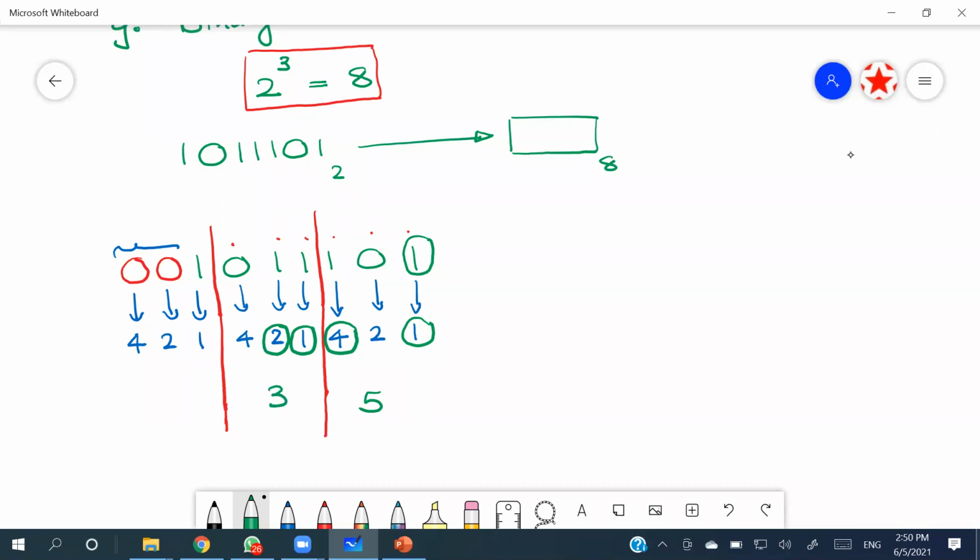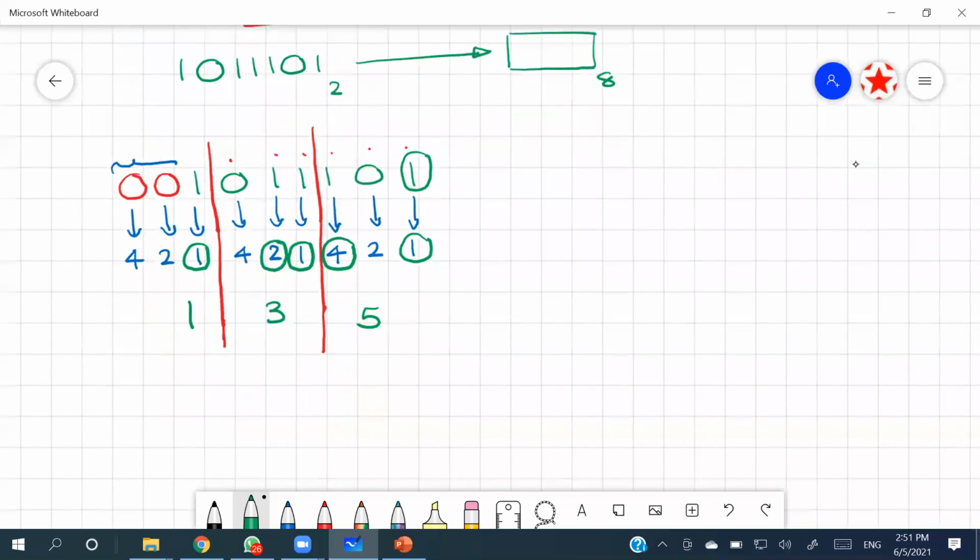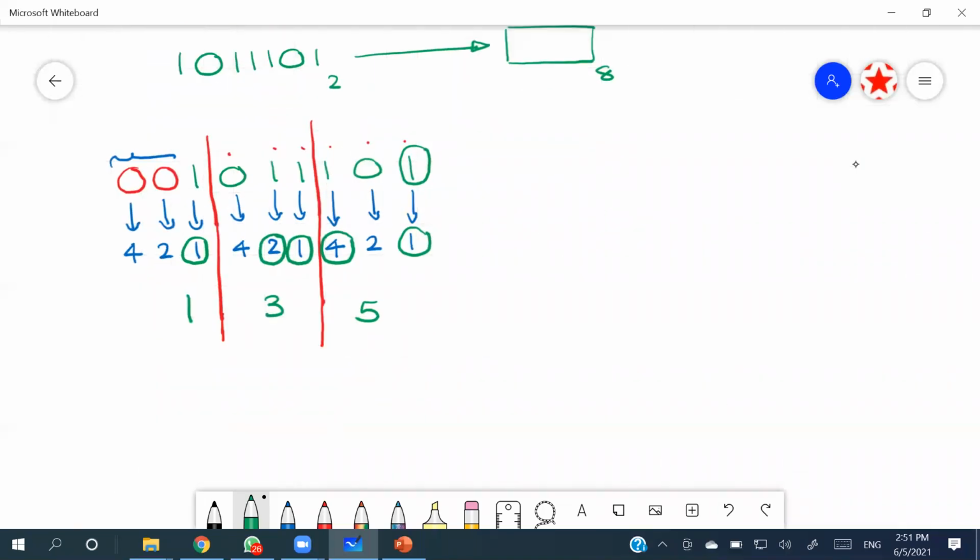So this gives you 3. And here it's just 1. So this gives you 1. Right? So your answer is going to be 135 in 8.